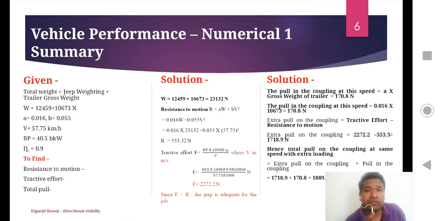So we found out the value of R, the value of F, then the pull of the vehicle and the total pull of the vehicle for the speed 57.75 kilometer per hour. I think you have learned this concept very clearly and understood the numerical very well.